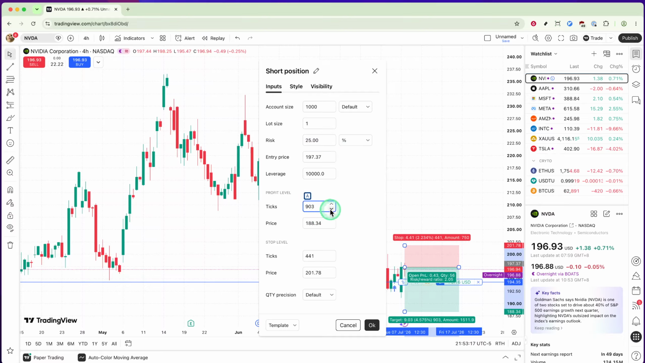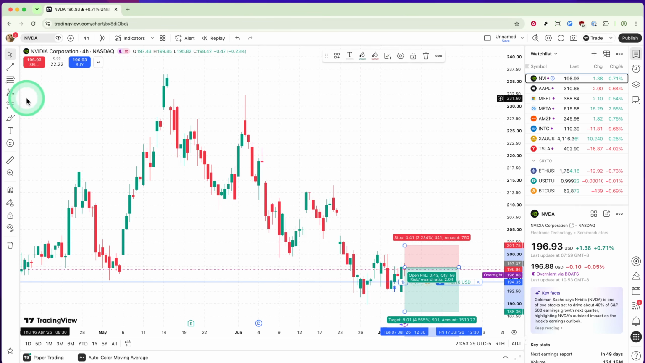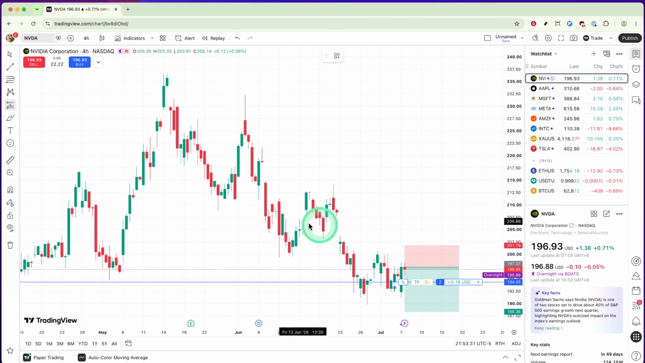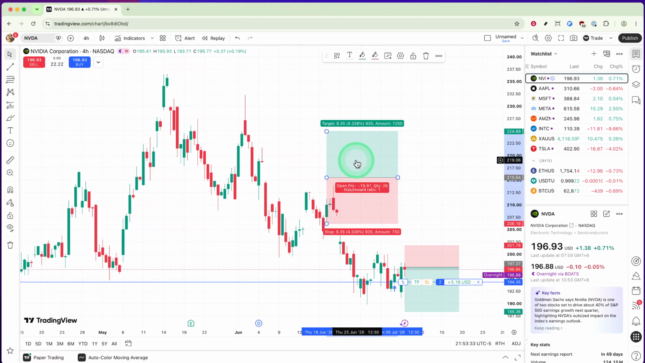With everything configured, let's interpret the visual feedback on the chart. You'll notice a red zone below your entry price. This area represents your potential loss if the price hits your stop loss level. Above your entry price, you'll see a green zone. This area shows your potential reward if the price reaches your take profit level. The tool also displays real-time stats in the middle, including your risk-reward ratio, position size, and potential dollar amounts. These visual cues help you quickly assess whether the trade setup meets your criteria.